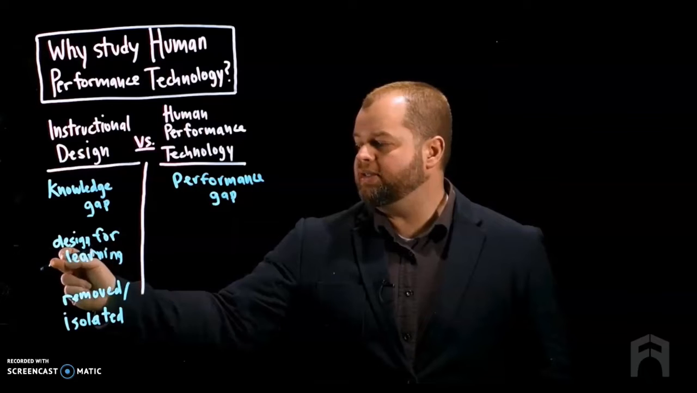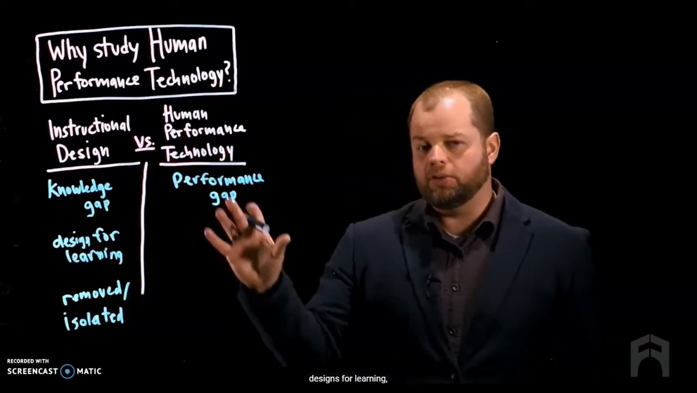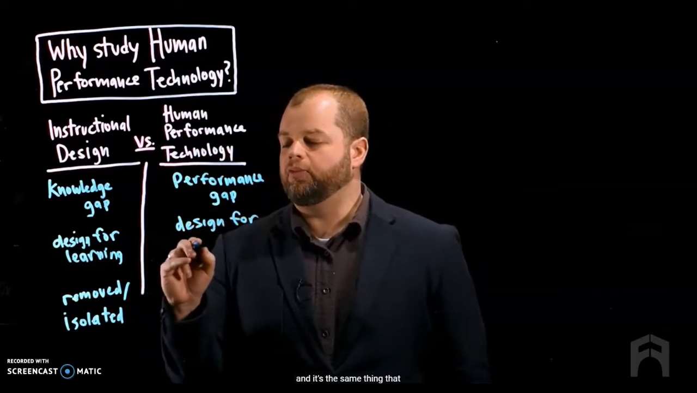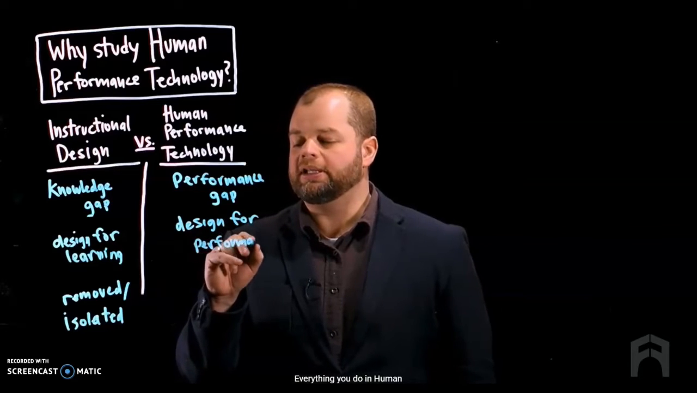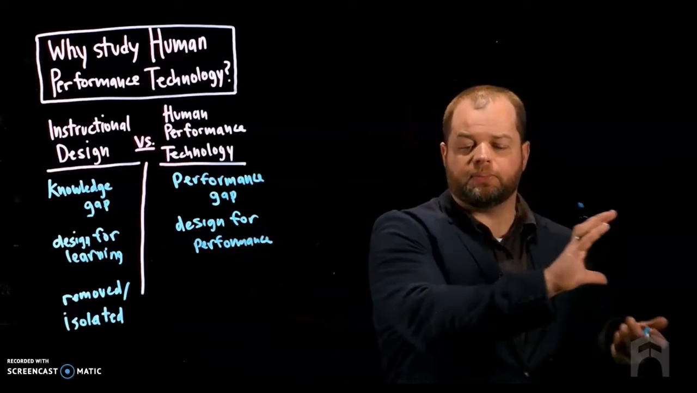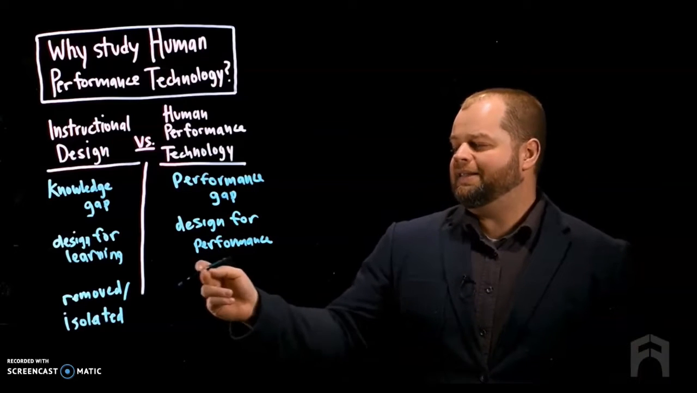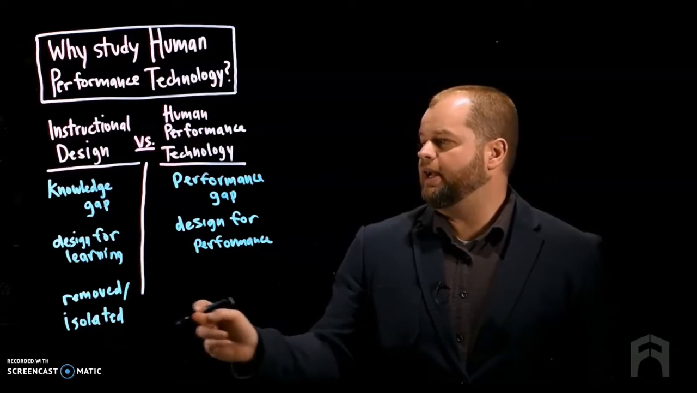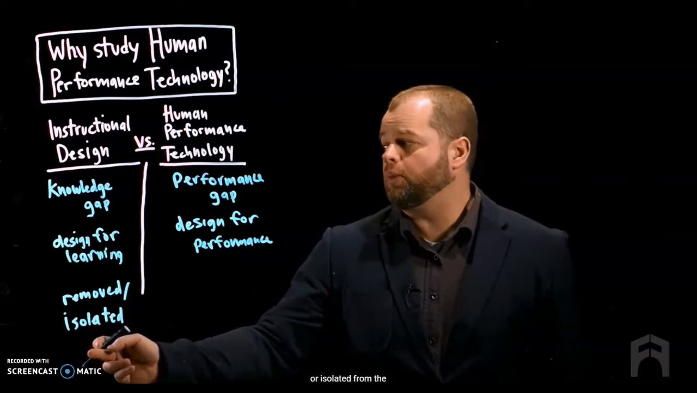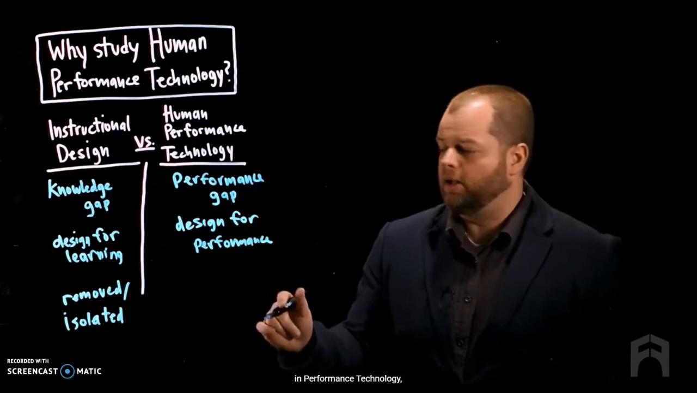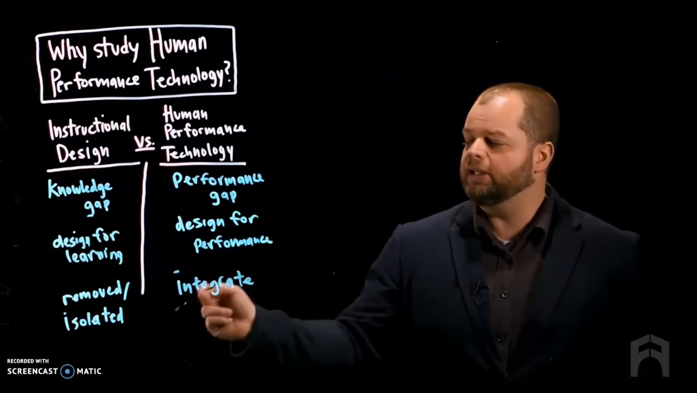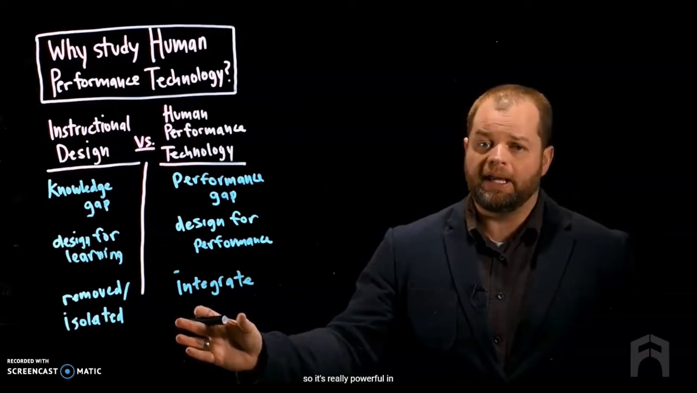The second one, where instructional design designs for learning, human performance technology designs for performance. And it's the same thing that we just talked about before. Everything you do in human performance technology is designed to help the individual or the group perform, to have that right behavior that produces their desired results. The last thing that I'll say here is that where an instructional event is often removed or isolated from the performance environment, in performance technology, it's actually integrated. It integrates into the various variables that actually influence performance. So it's really powerful in helping to aid that performance.